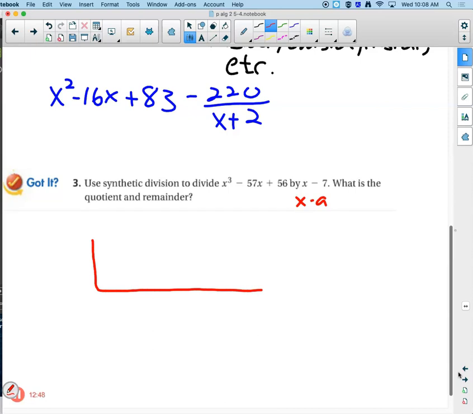So help me out. What should we use for a? Careful. 7, right. Because that minus, remember, x always does the opposite of what we think it should do. So if it looks like a negative 7, it's actually a 7.